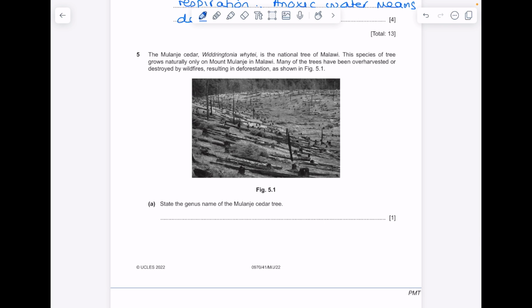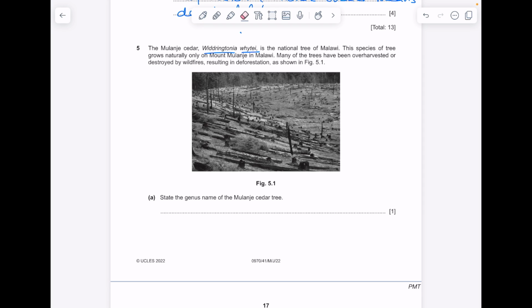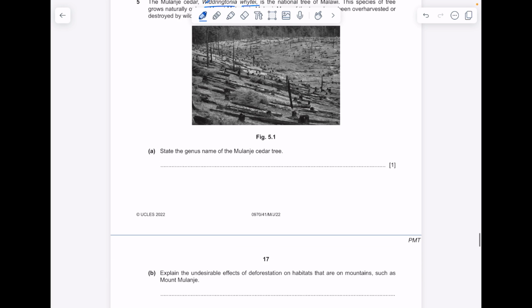The Mulanje cedar is the national tree of Malawi. This species of tree grows naturally only on Mount Mulanje in Malawi. Many of the trees have been overharvested or destroyed by wildfires resulting in deforestation. State the genus name of the Mulanje cedar tree. So zoom in here. First of all, you have the genus name, followed by the species name. So just copy out the genus name. It is Widdringtonia.